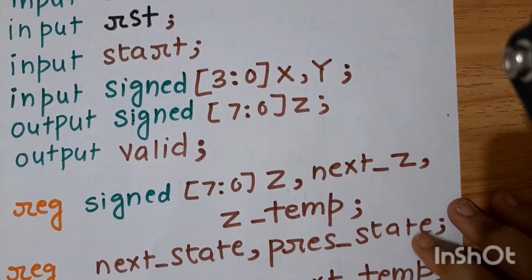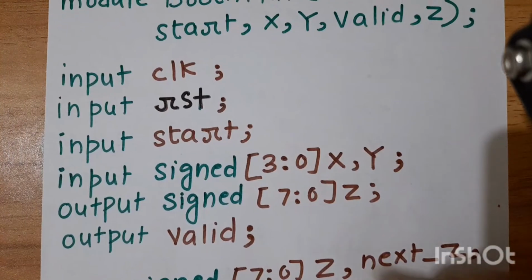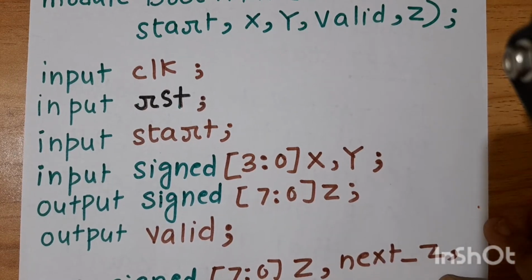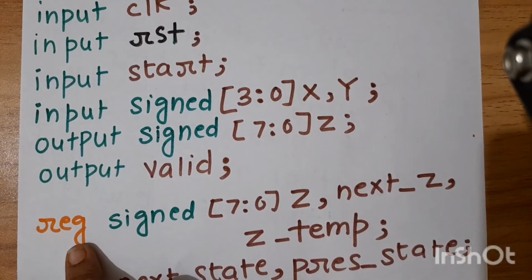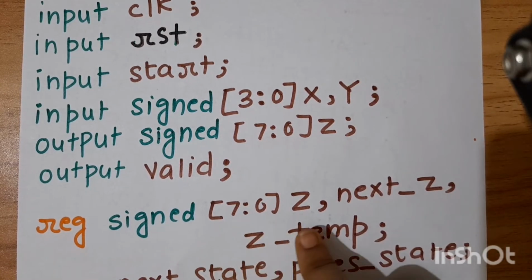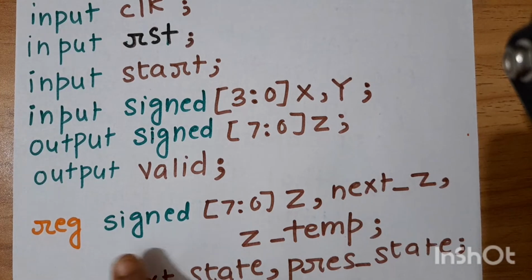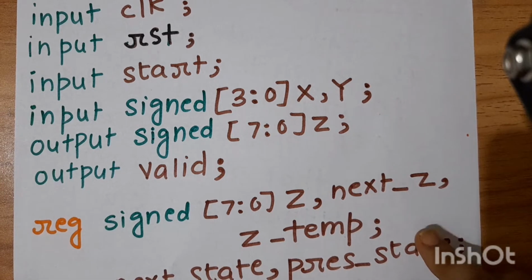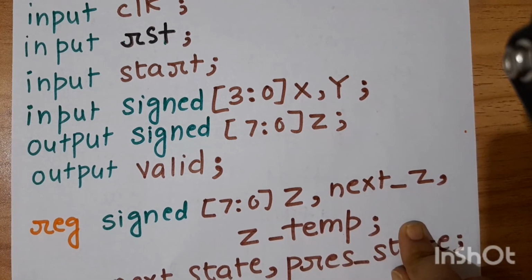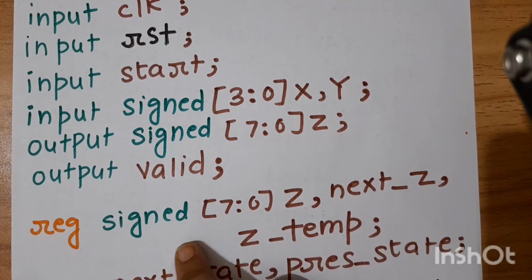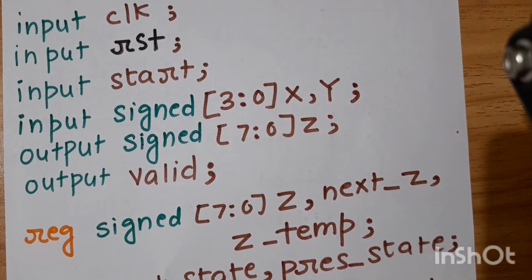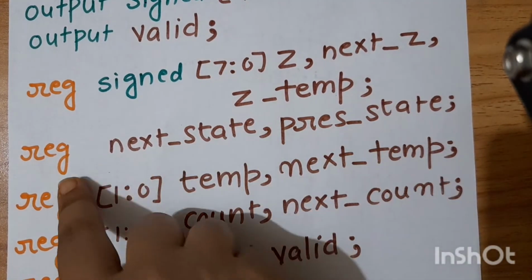Now, by default, input and output are all wire type. Now I have declared them as reg. So reg signed [7:0] Z. Z I have specially made registered type, which will carry the product value, comma next z, comma z temp, semicolon. The next z is also [7:0], and z temp is also [7:0]. The next state and present state are both of registered type.